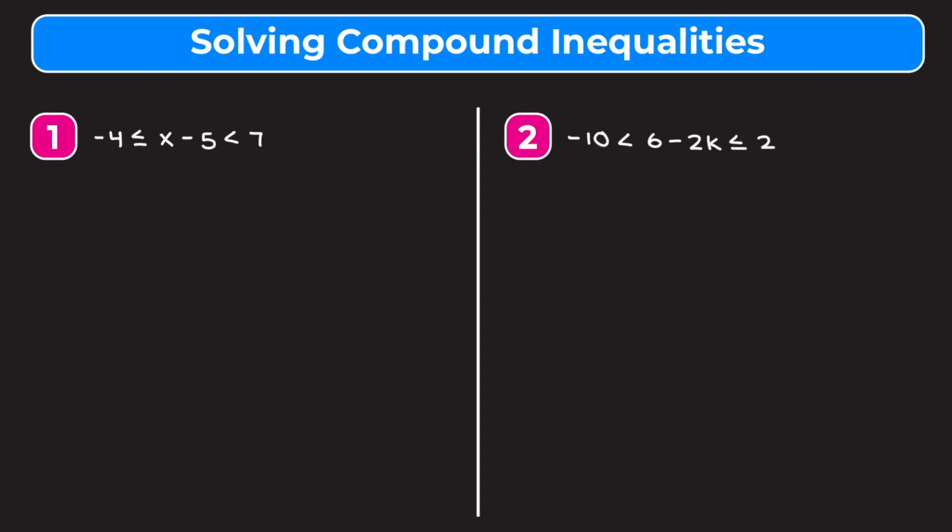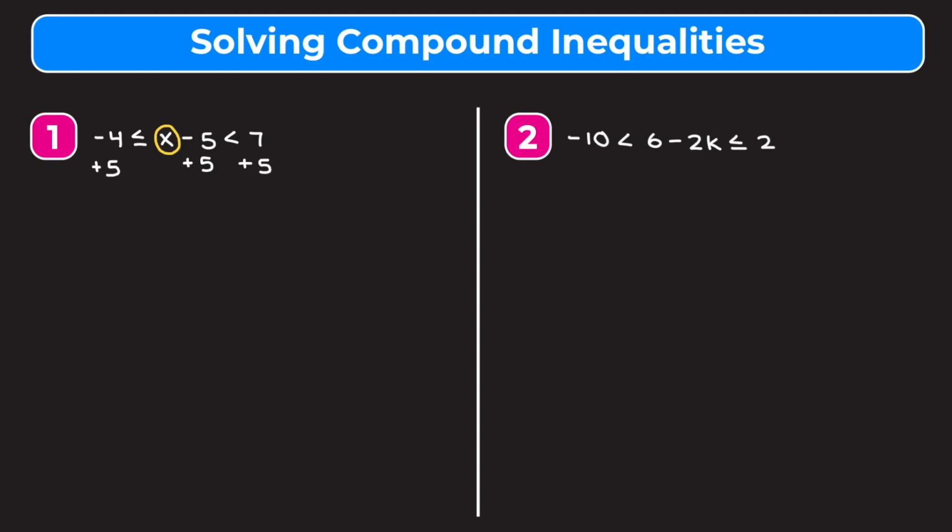So if we look at example 1, we have -4 is less than or equal to x minus 5, which is less than 7. When we're solving an inequality that has 3 parts like this, what we want to do is try to isolate the x, and anything we do to one part of our inequality, we have to do to all 3 parts. So we have x minus 5. To get rid of that minus 5, we're going to add 5 because it's the inverse operation, the same way that we solve a normal inequality or equation. But because we're adding 5 to the middle, we have to add it to the left and to the right.